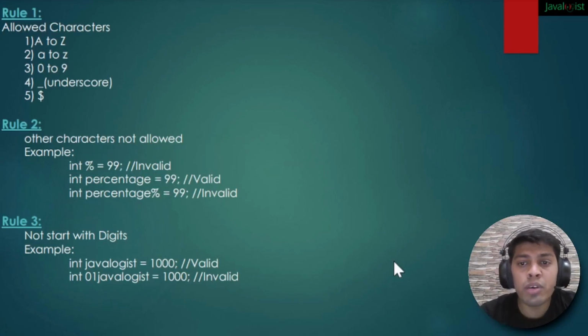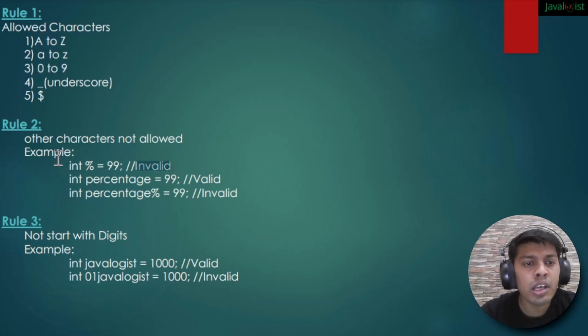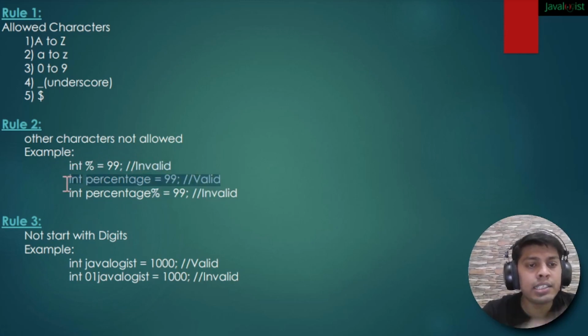So, rule number 1, the allowed characters in Java are capital A to Z, small a to z, 0 to 9, underscore and dollar. And rule number 2, if we are using any characters other than these, we will get a compile time error. So this first one and this last one are invalid and this one is valid.